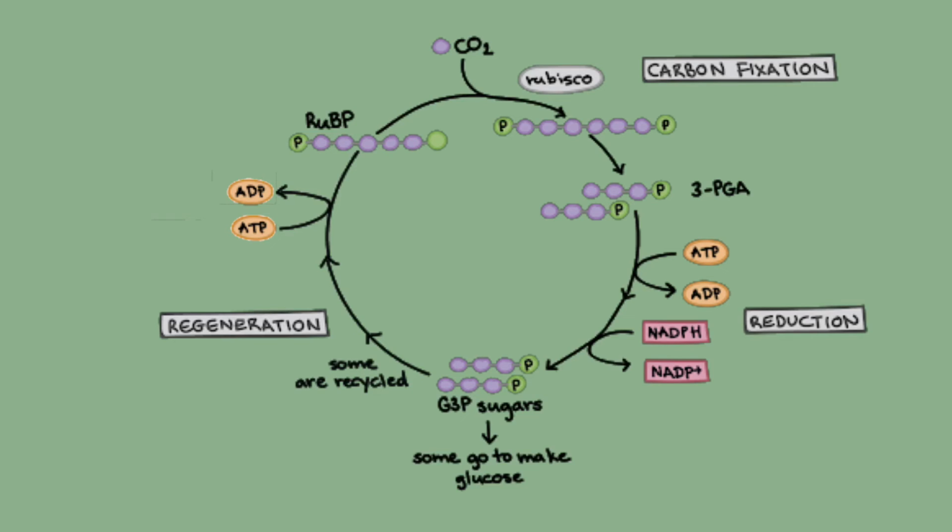The 6 G3P are split up into 2 groups, one with 5 G3P and one with 1 G3P. The 5 G3P are going to be used in the next stage of the Calvin cycle, which is regeneration, and the 1 G3P will be used for future use. In regeneration, the 5 G3P borrows 3 phosphate groups from ATP and recycles itself as RuBP, thus restarting the cycle again.